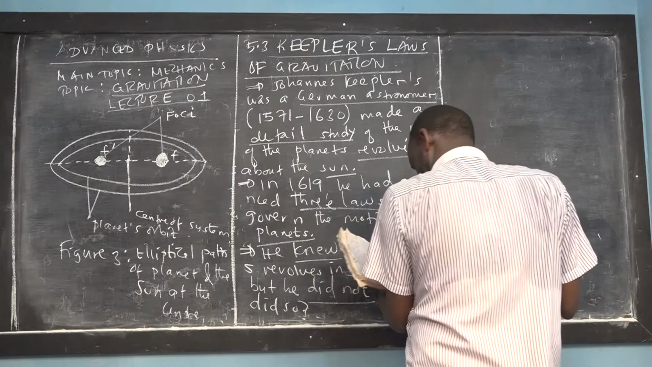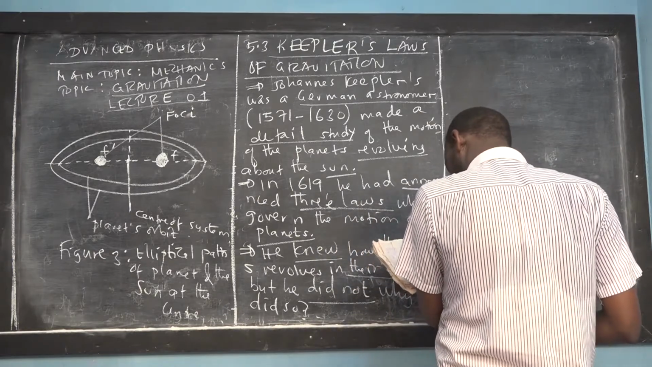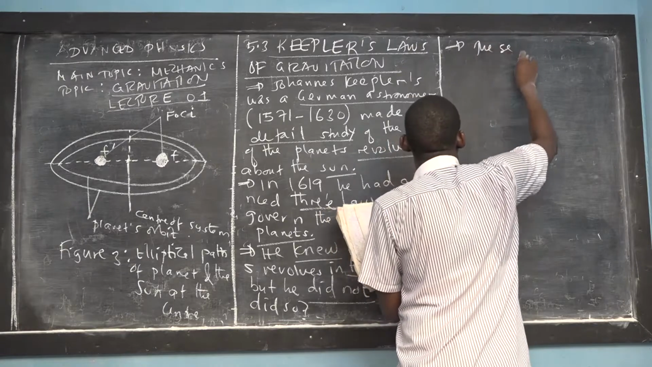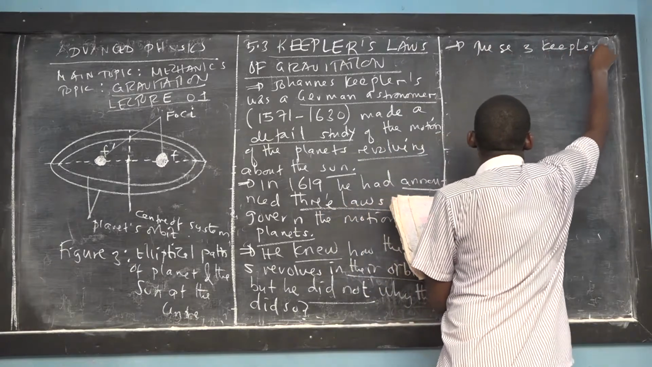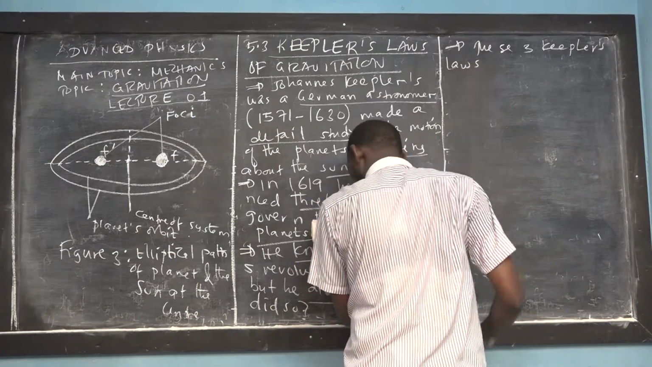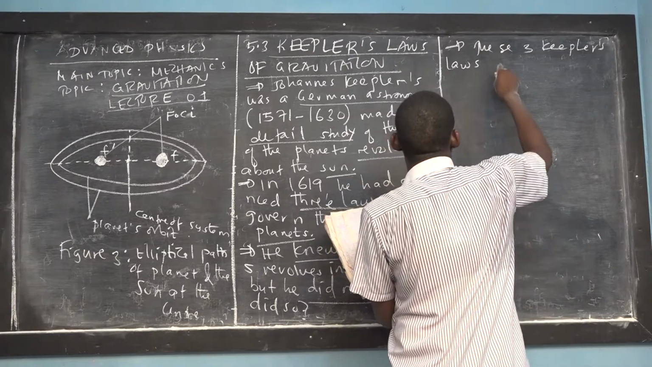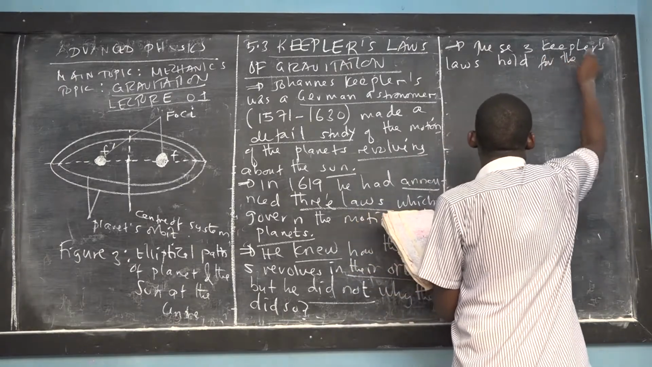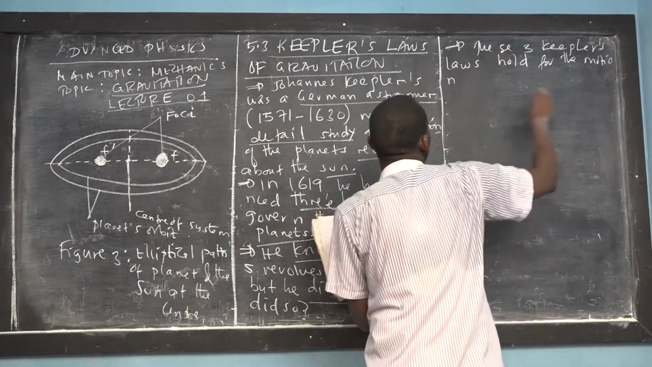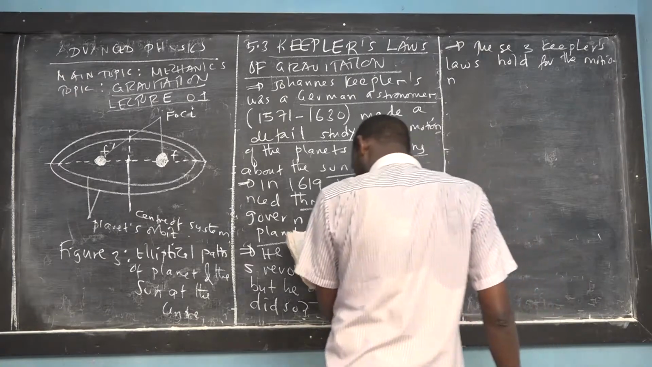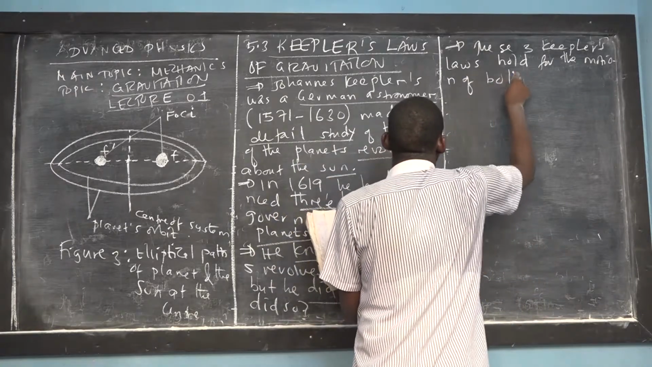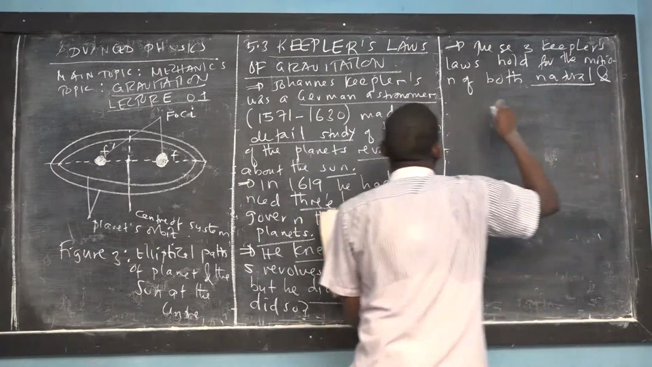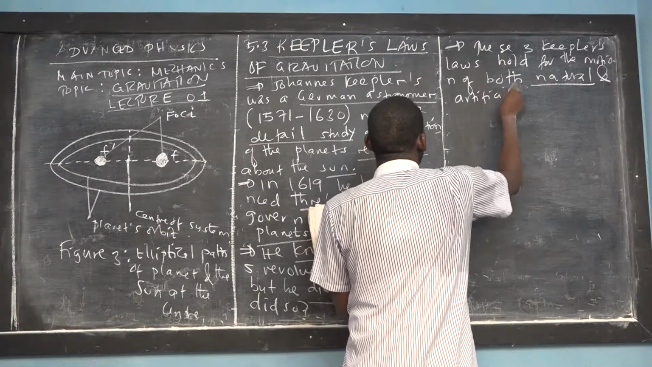So then let us start now. Before we start, these three Kepler's laws are useful. These three Kepler's laws hold for the motion of both natural and artificial satellites.